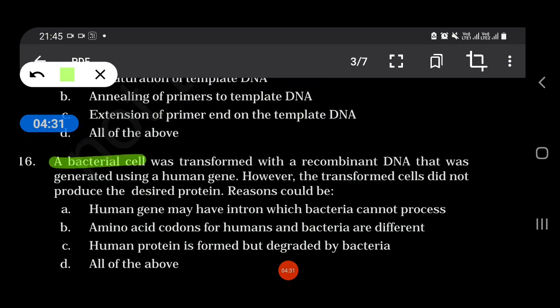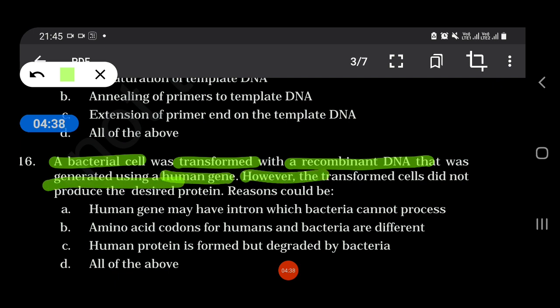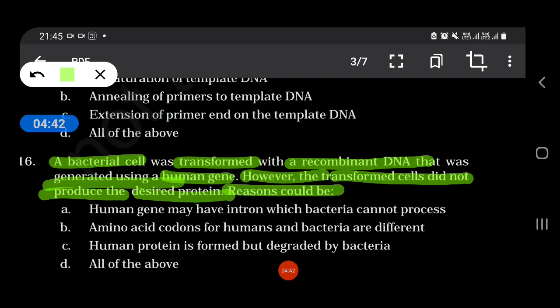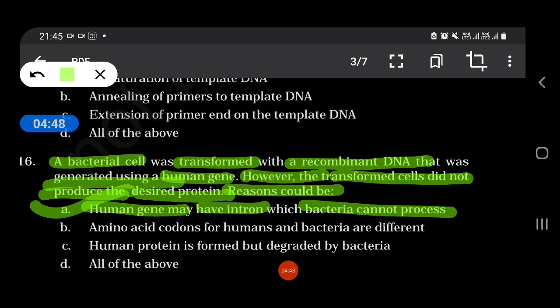A bacterial cell was transformed with a recombinant DNA that was generated using a human gene. However, the transformed cell did not produce the desired protein. Reasons could be: A. Human gene may have introns which bacteria cannot process. As we know, bacterial genes do not have introns, as they are removed during splicing.